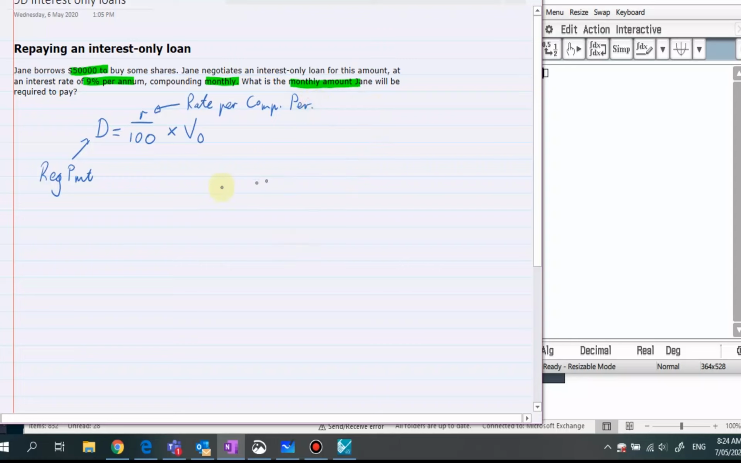Okay, so if we get stuck into that, we can see that D is going to be equal to 9% divided by 12, and that's going to be all over 100 multiplied by V0, which is her initial principal, sorry. And if we work that out, we get 0.75 over 100 times 50,000.